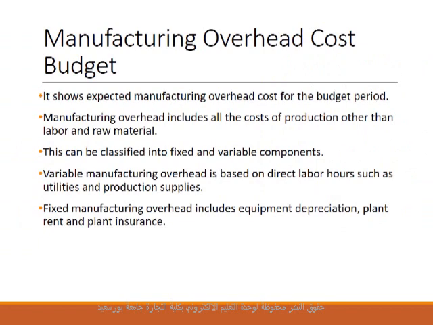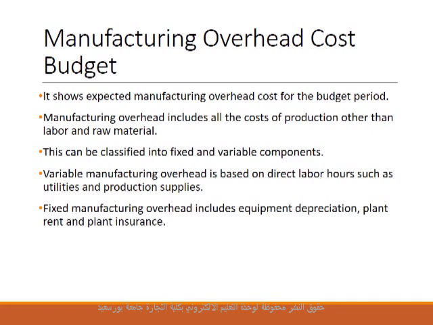Let's now go over what we have so far. We know our sales production schedule, raw materials cost, direct labor cost, and we also know what we will have in finished goods and raw materials inventory at the end of each quarter. Now it's time to prepare the last operational budget, the manufacturing overhead cost budget. It shows the expected manufacturing overhead cost for the budget period.